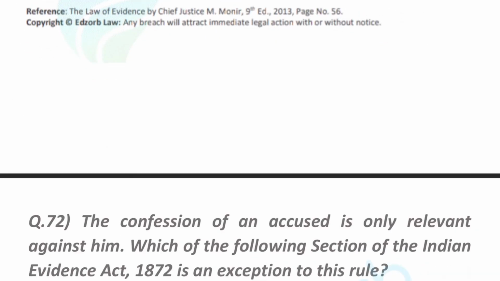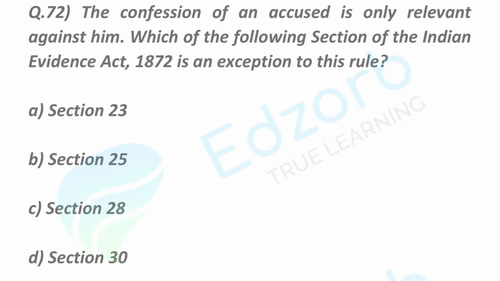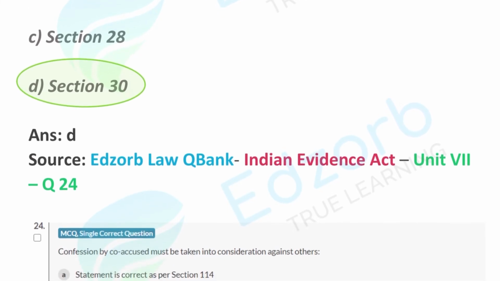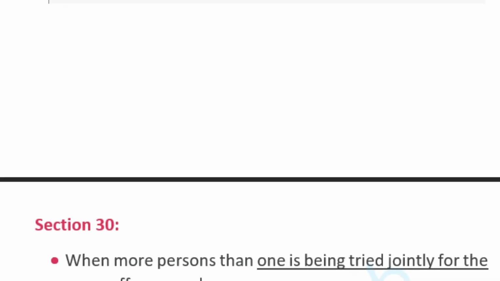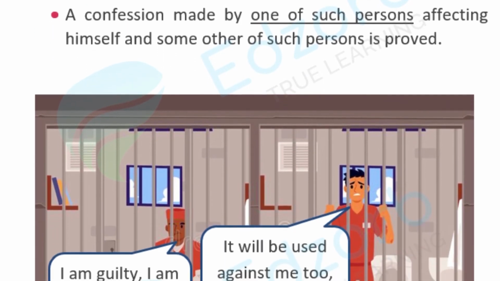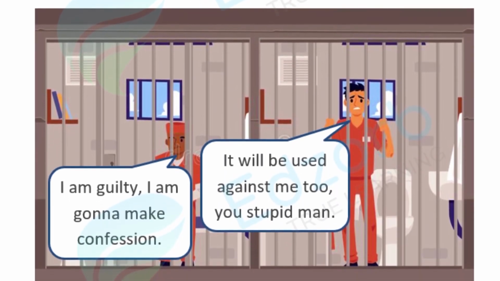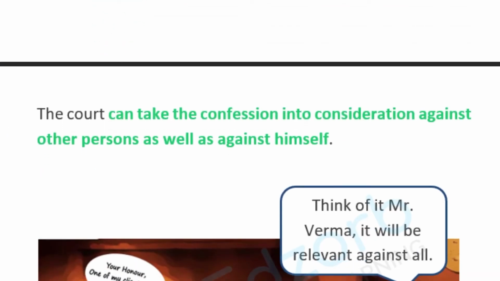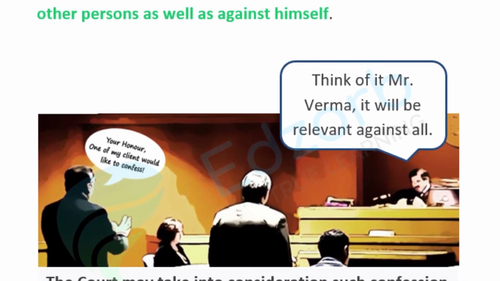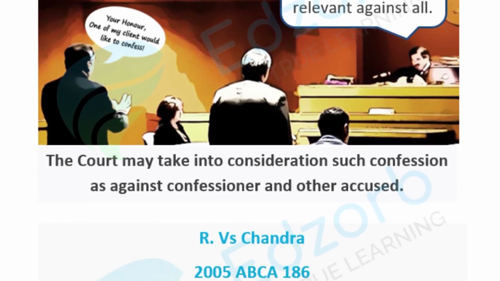Coming to question number 72, the general rule is that confession of an accused is only relevant against him. The exception, however, is enshrined under section 30. For you, option D, you must have marked it. So this is your ideal Chote Mian and Bade Mian pulling a heist together. One of them confesses. It will be used against him and the other as well. And the court can consider the same against the one confessing as well as the others.